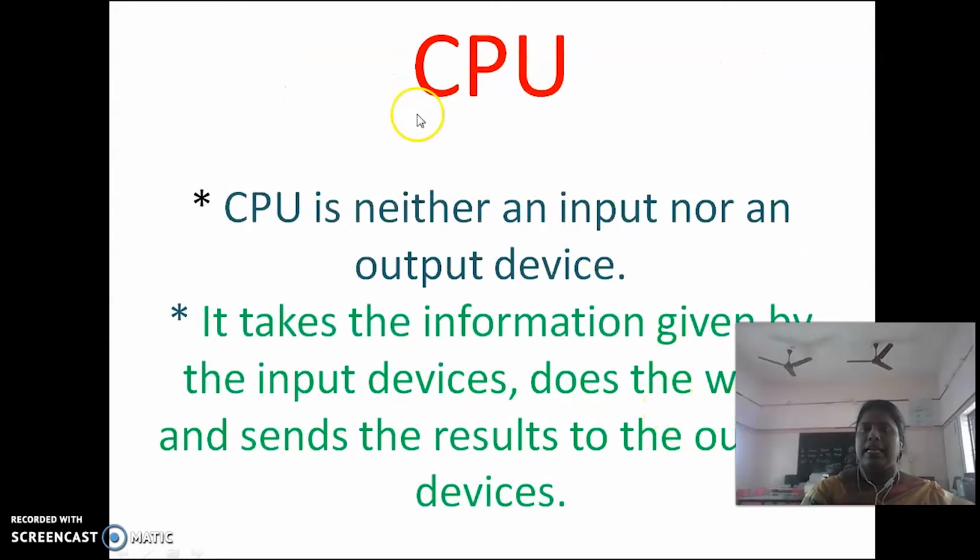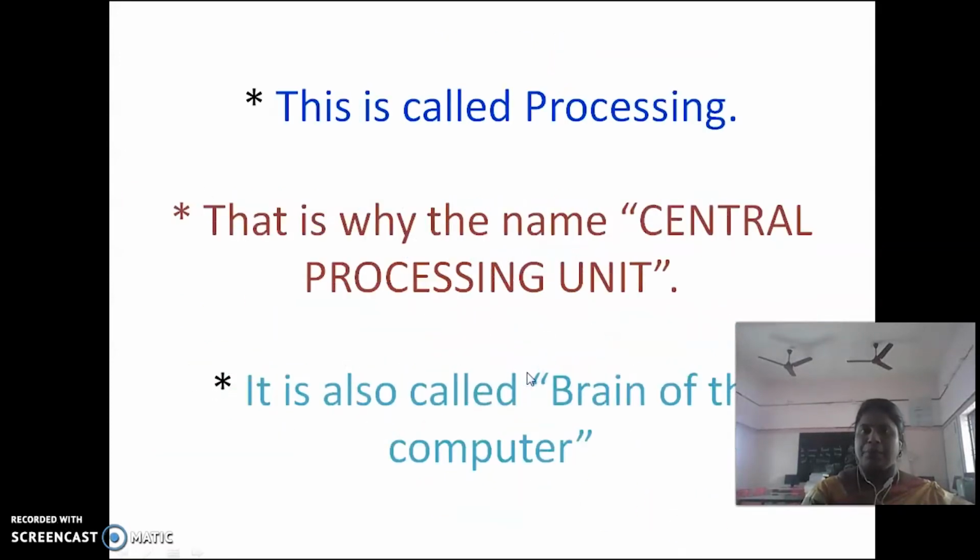What is the next one? CPU. CPU is neither an input nor an output device. It takes the information given by the input devices, does the work, processing work is done here, and sends the results to the output devices. So this is called processing. That's why the name is Central Processing Unit. It is also called the brain of the computer.